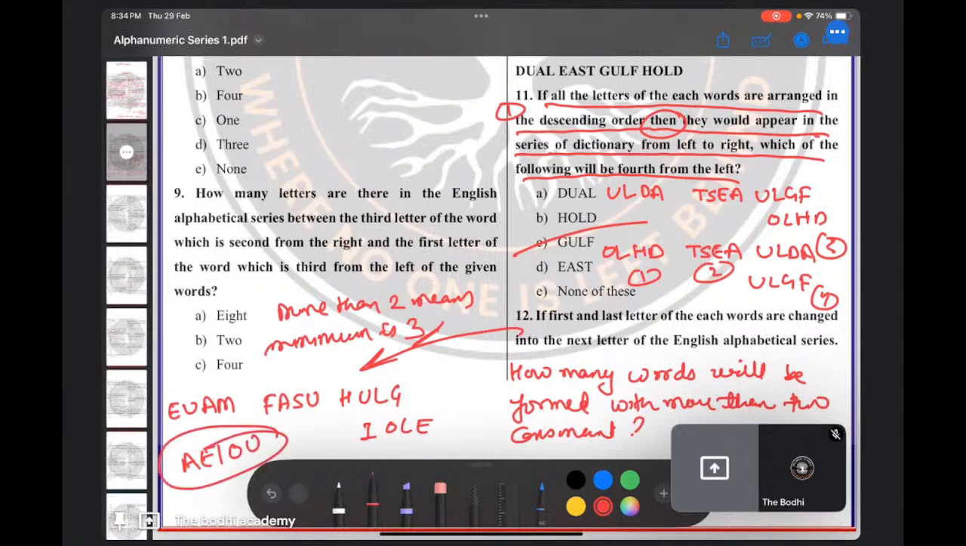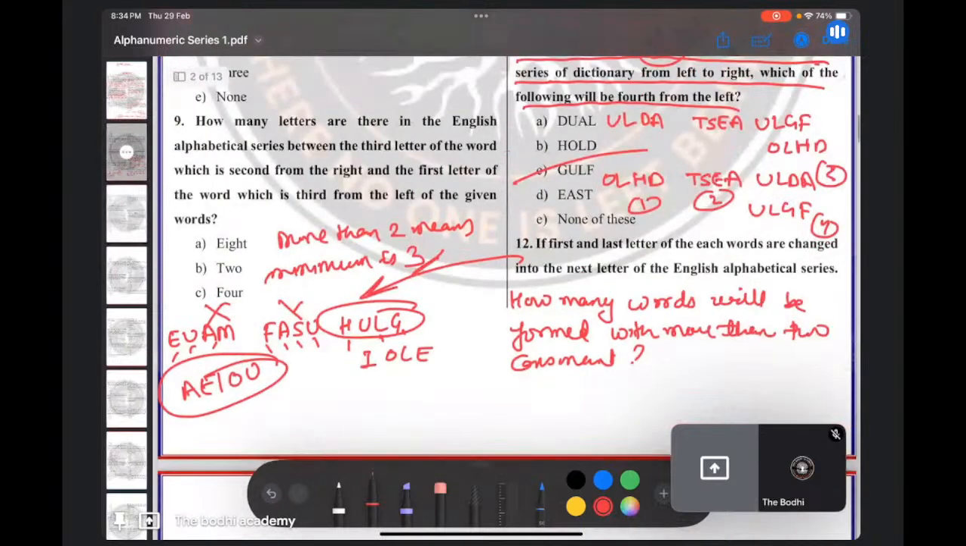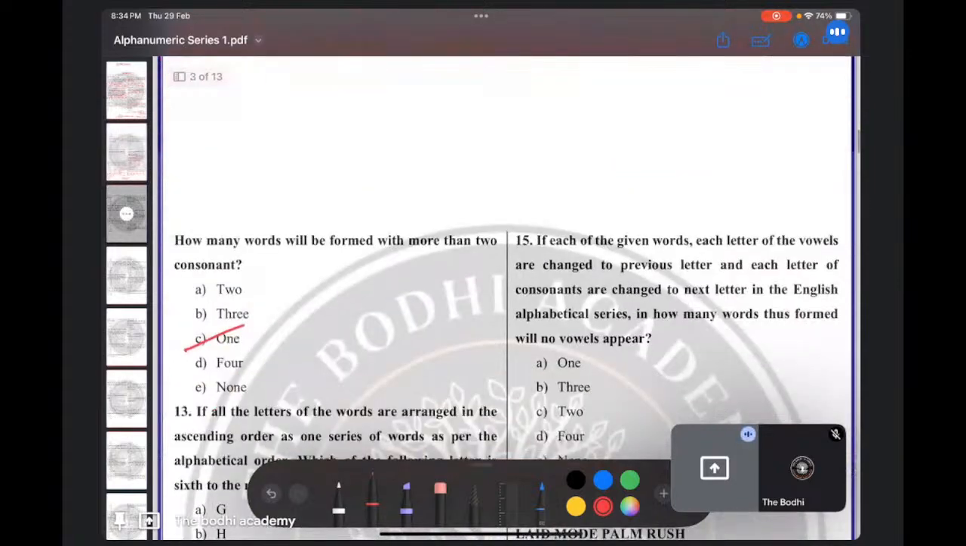So now see. Vowel, vowel, vowel, consonant. Wrong. Now consonant, vowel, consonant, vowel. Wrong. Next. H, L, G. This one is this. So answer is Gulf. Question 12 is option number C. Only one. Gulf is the only answer you get with 3 consonants.